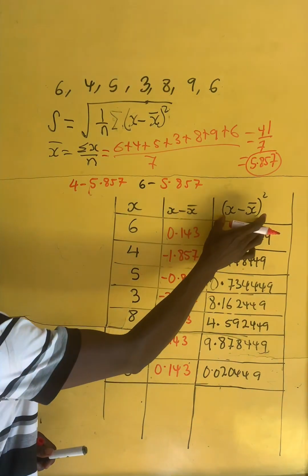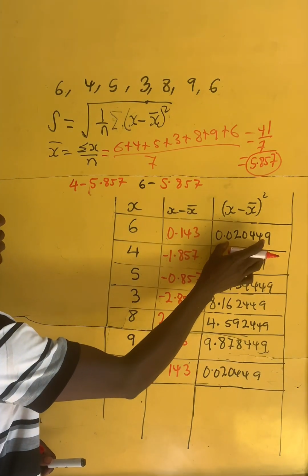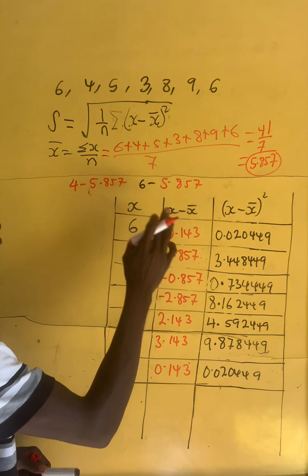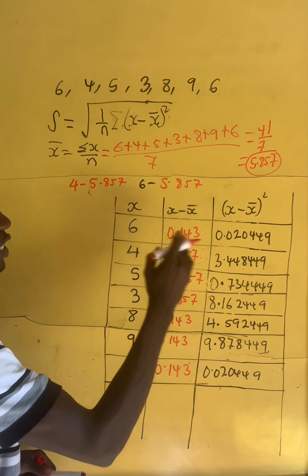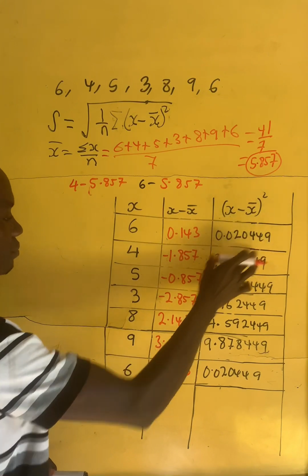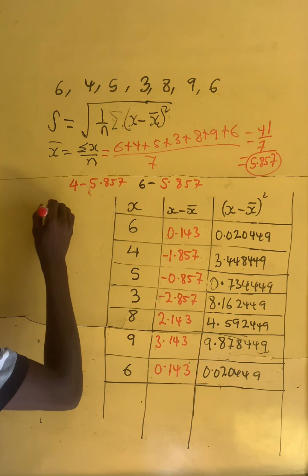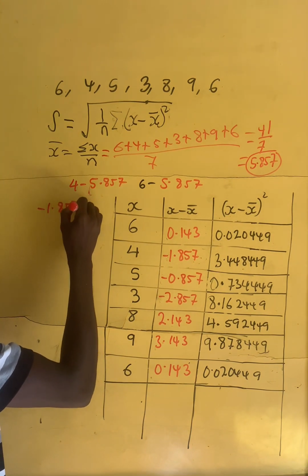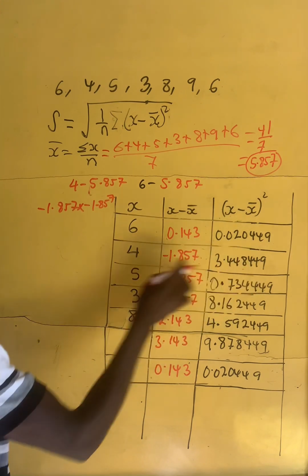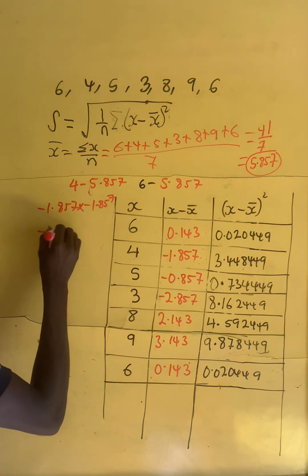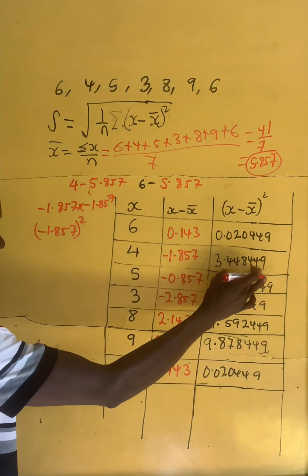Now, how do we calculate for this? We take this one and square it. That is 0.143 squared, or 0.143 times 0.143. That will give us this. Then this one, we take minus 1.857 times minus 1.857 to give us this. Or we take minus 1.857 squared on the calculator to get this.